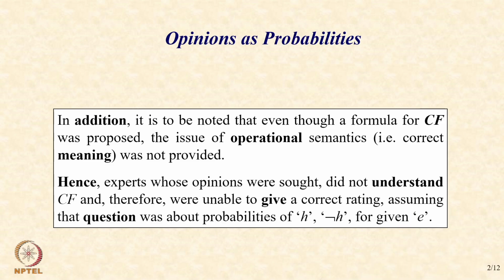Now, based on that, the whole issue snowballed into the fact that experts whose opinions were sought did not understand the CF. For them it was a black box. So, they were unable to give correct ratings, assuming that the questions being asked were about probabilities of H and not H being true for a given evidence, which means they on their own assumed that this whole question was regarding probabilities and not the certainty factor the way it had been visualized by the people who wrote the formula.